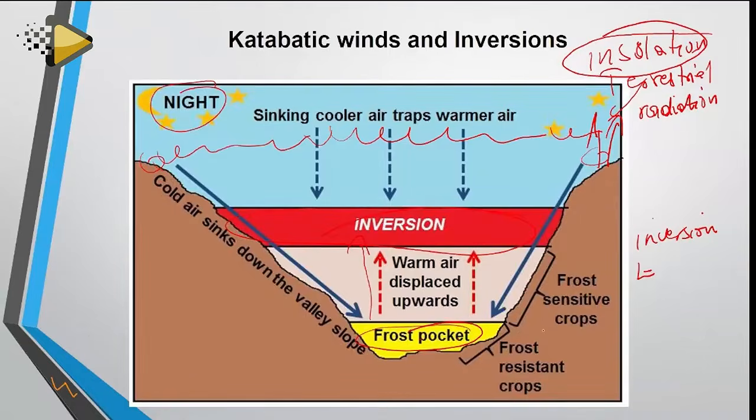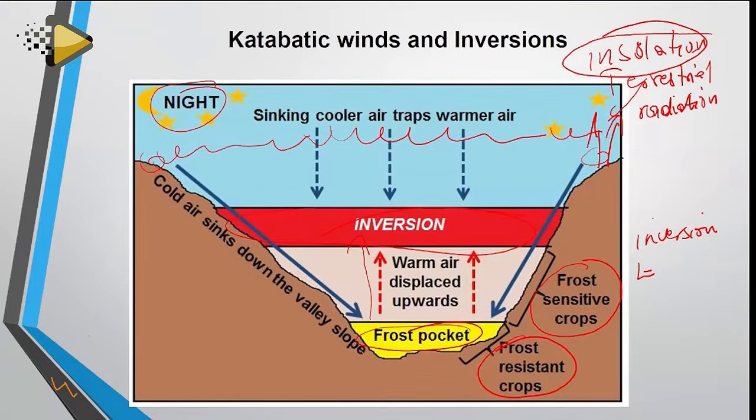So now this is going to affect how you use the slopes. You cannot grow crops that can be killed by frost, these frost sensitive crops. I'm saying insolation and terrestrial radiation, those processes take place during the day.